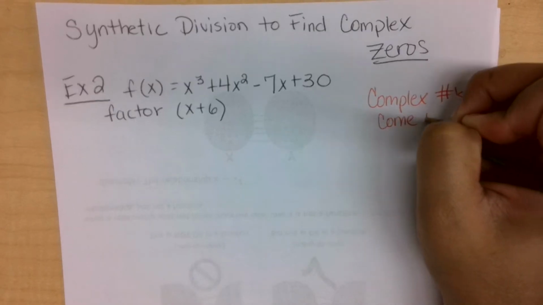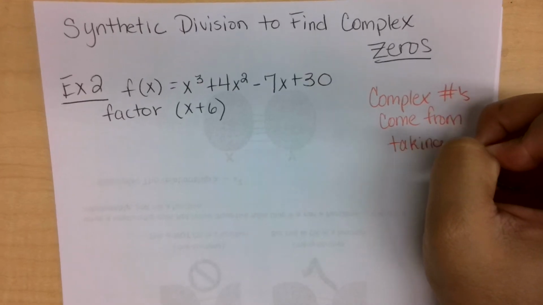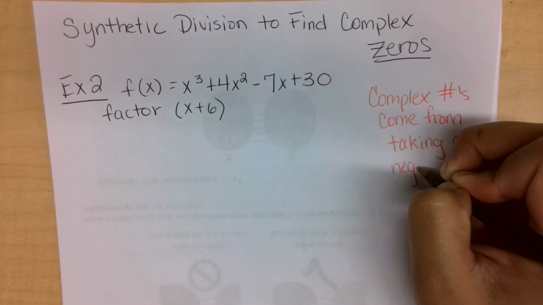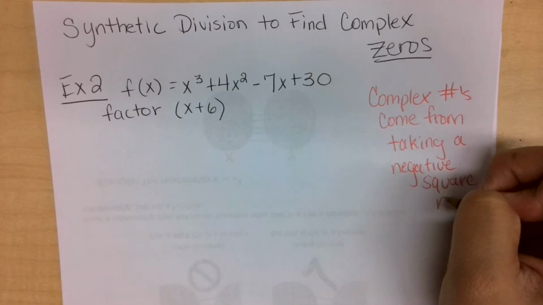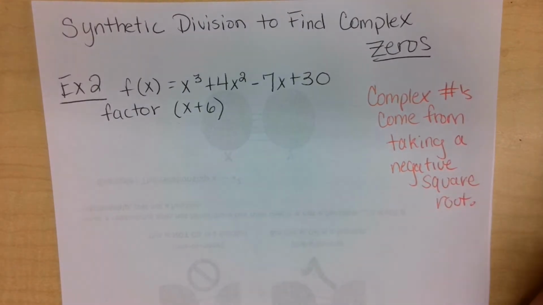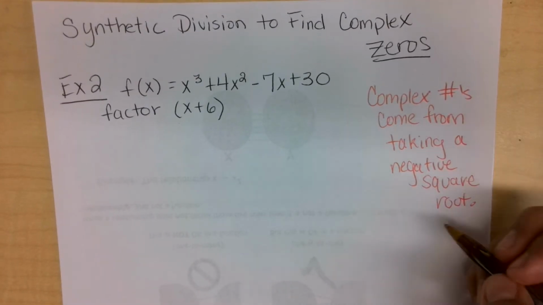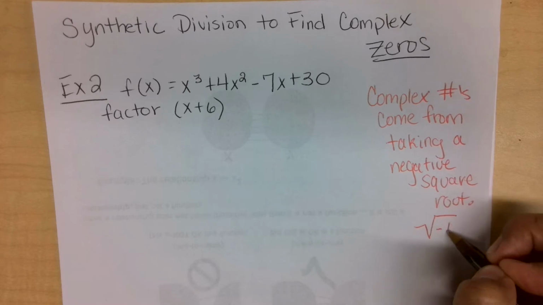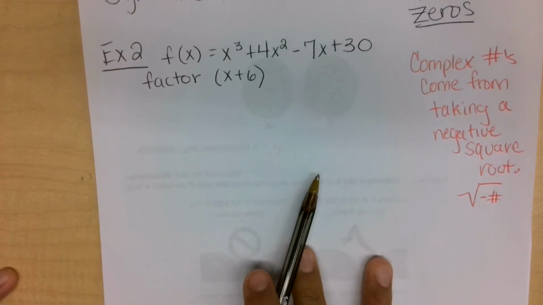come from taking a negative square root. All right, so I just wanted to emphasize that one more time. How do we get complex numbers? We get a complex number from taking a negative square root. So some number is negative under the square root, like that. That's what you can think of. So let's go ahead and start this example.